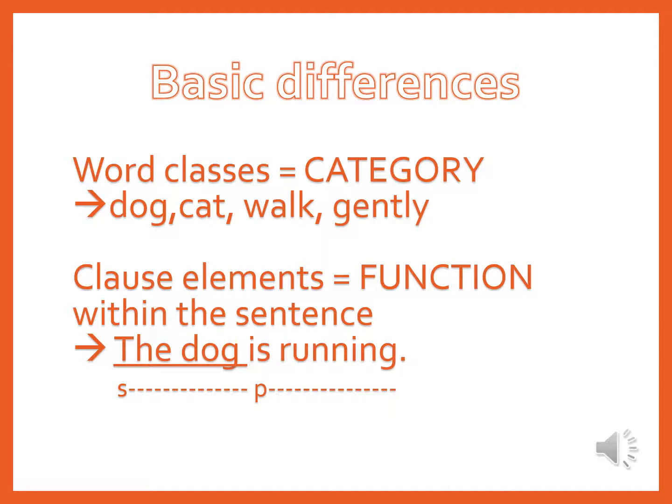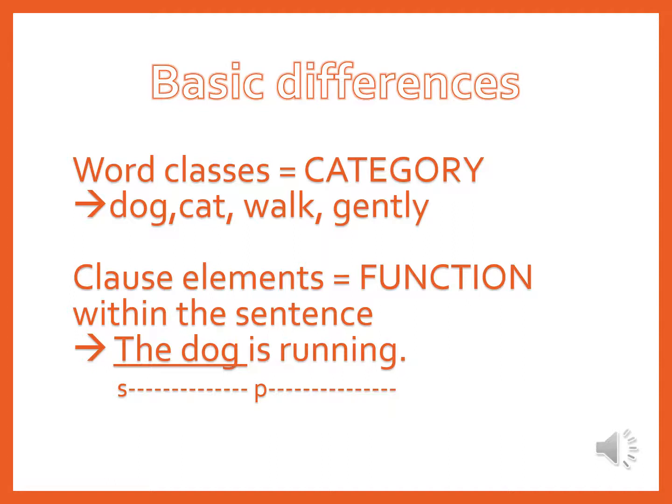But in many cases, most verbs can actually work as nouns as well. And here you have the example. You have dog, cat, walk, and gently. I'll not go through all the different categories, but if you think word classes equals category, what the word is and what characteristics the word has.